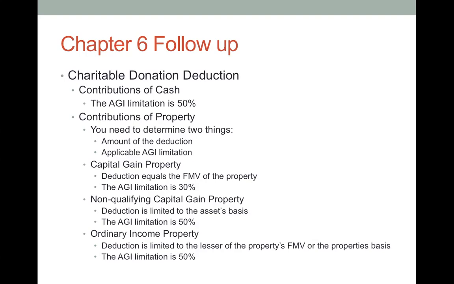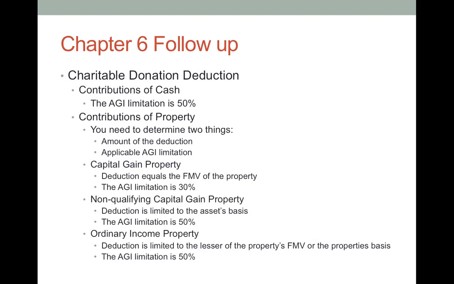If it's cash, the amount that you can deduct is the value of the cash. So for cash, the fair market value equals the basis. There's never a difference. It's just the face value, and that's the deduction you can take for any cash donations. The AGI limitation for cash is 50%. This is what we ended class with, and it went pretty quick, so I'll talk in detail again about what this AGI limitation means. But if you contribute cash, the amount of the donation is the amount of the cash, and the AGI limitation that applies to cash is 50%.